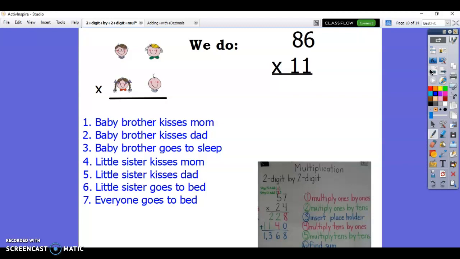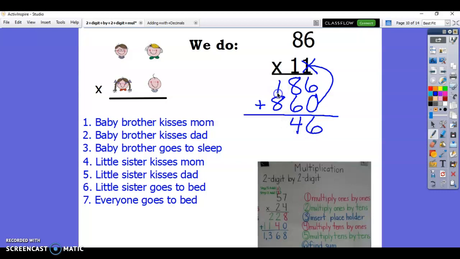So baby kissing mom, 6. Baby kissing dad, 8. Baby goes night-night, add your 0. Sister kisses mom, 6. Sister kisses dad, 8. Everybody's asleep. Add up to get your total. 946.